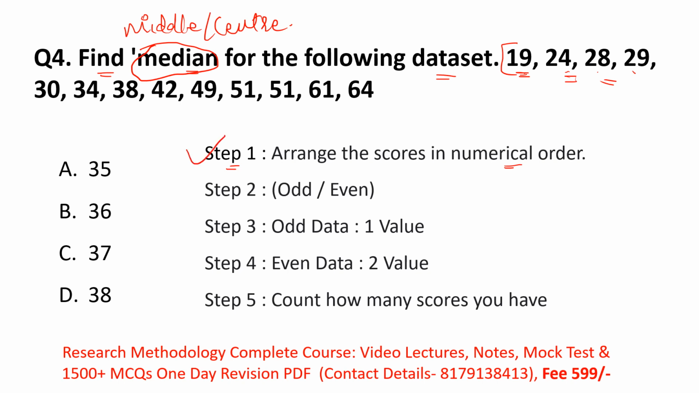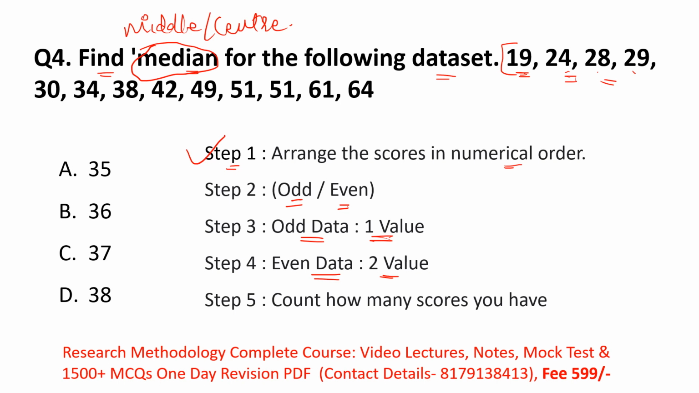Then step 2: you should know whether the data is odd or even. Then step 3: if your data is odd, or if your scores are odd, then the median value is only 1. The median value will be only 1, or you can say the middle or center value of your data set is only 1. In case your data is even, then your median value should be 2.